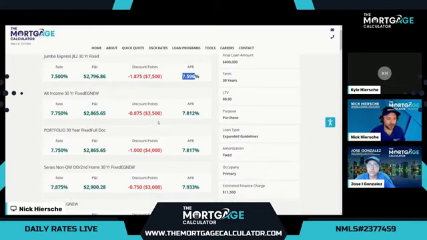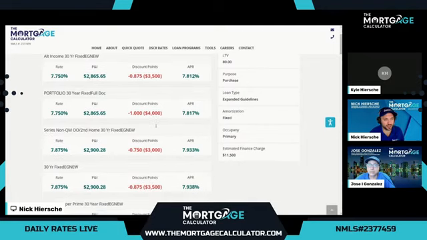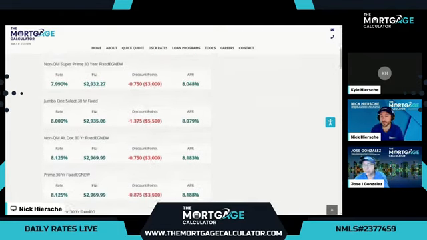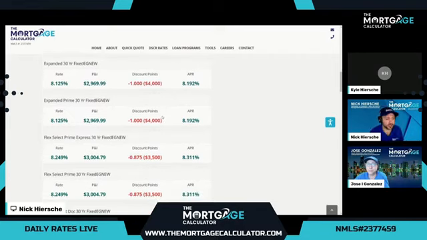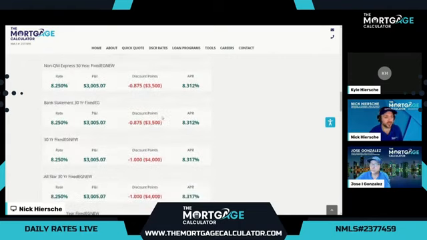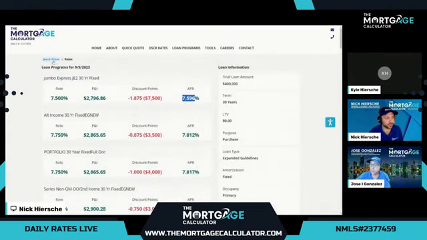And if you scroll down here, you see we have tons of different options, hundreds of different options here of bank statement programs. Some of these different programs may allow credit events, foreclosures, bankruptcies, things like that, and allow us to qualify where we would otherwise not qualify for a conventional program. So not only can we fix the income issue, but we can fix other issues as well with these non-QM programs. So tons of different options. Please get with our team. They'll find which one works best for you.